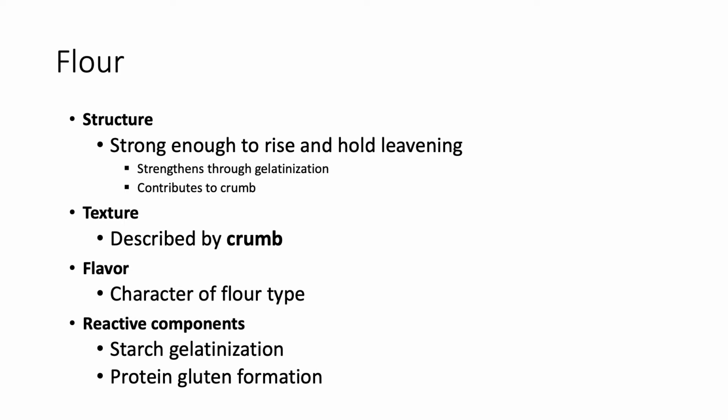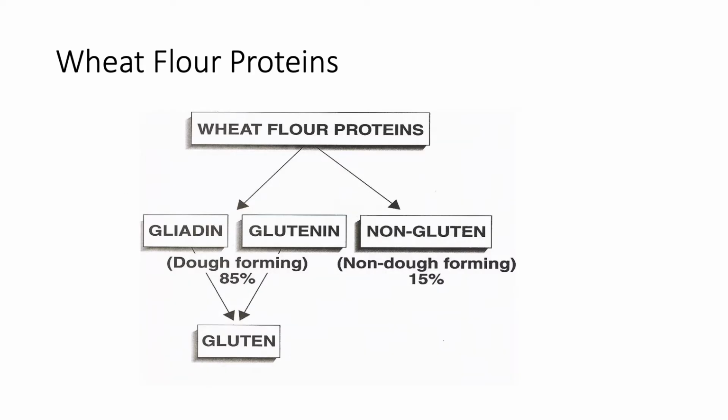And the reactive components. So starches, which will gelatinize, and also gluten formation, which is important for providing structure to the final product. You want variable amounts of gluten in different products. For a biscuit, you'd want a relatively low concentration of gluten, whereas for a bread, a much more structured product, you're going to want a higher concentration of gluten.